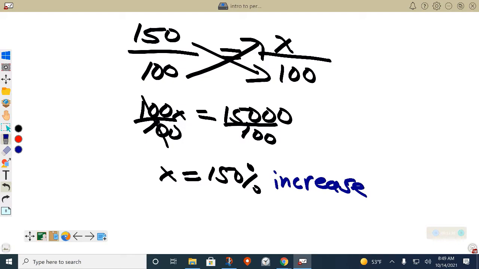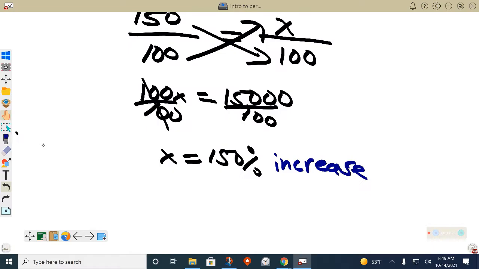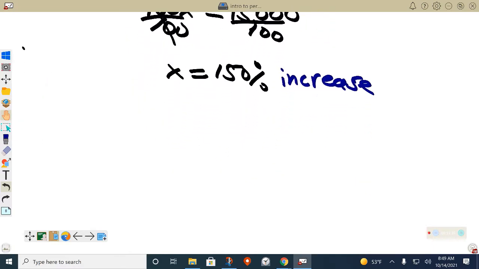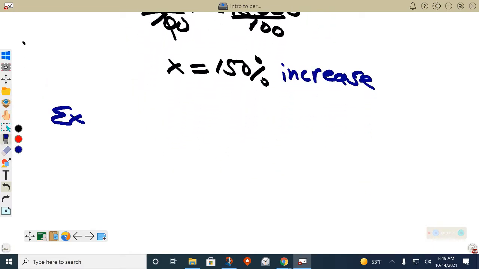So far, so good? Example 2. Any questions? Good. I'm just going to go over one more example because I'm going to give you some time to finish yesterday's work. Example 2.